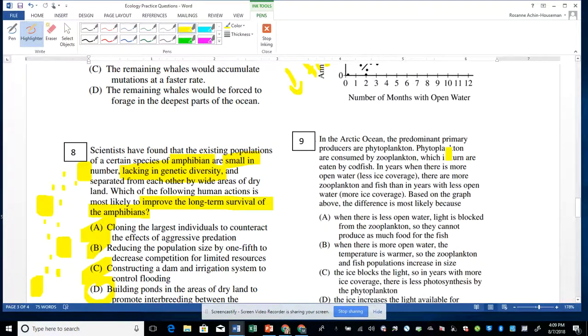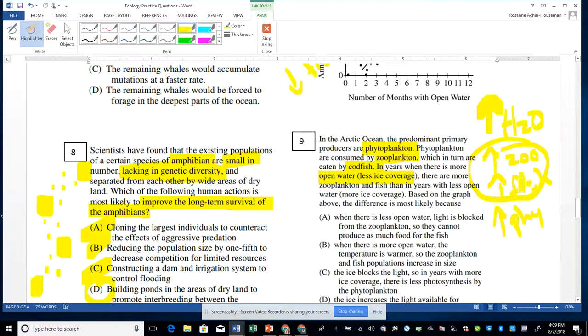Okay, number 9. In the Arctic Ocean, the predominant primary producers are phytoplankton. So phytoplankton are like plants, right? Phytoplankton are consumed by zooplankton, which in turn are eaten by codfish. In the years when there is more open water, less ice coverage, there are more zooplankton and fish than in years with less open water. So more open water means you have more zooplankton, more fish, probably because with more open water, you get more phytoplankton. That's the only reason that you would be increasing the folks that eat these.